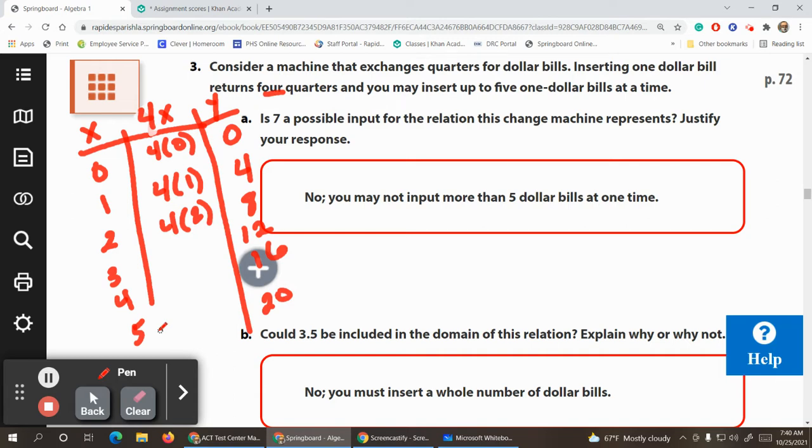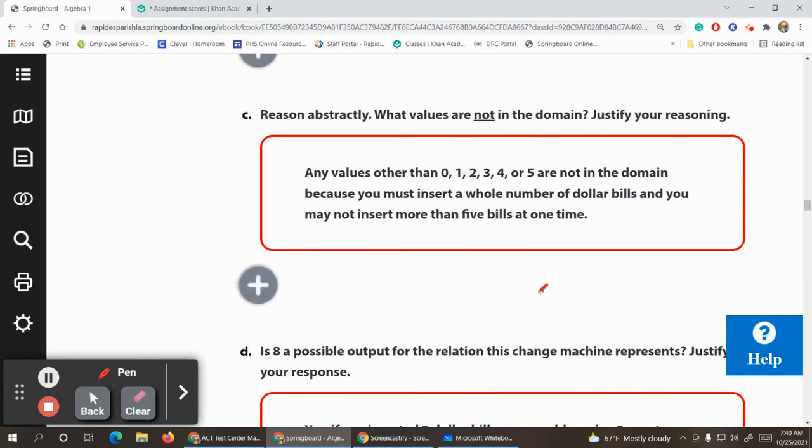Now, there will be an instance where you're going to say any number greater than or stuff like that, right? We will be doing that, but just not right at this moment. So any value other than 0, 1, 2, 3, 4, and 5 is not in the domain because you must insert a whole number of dollar bills, and you may not insert more than 5 bills at one time.